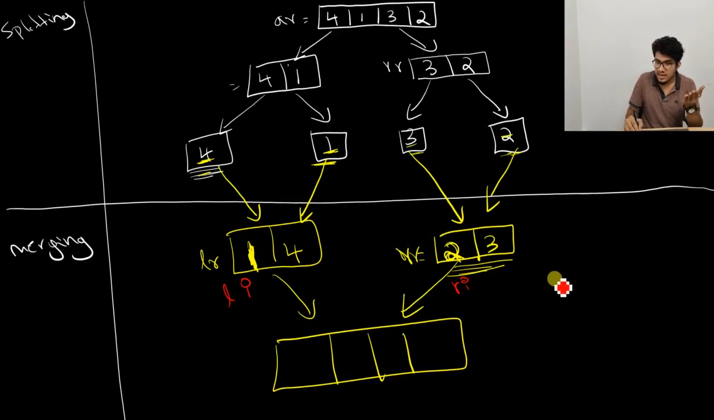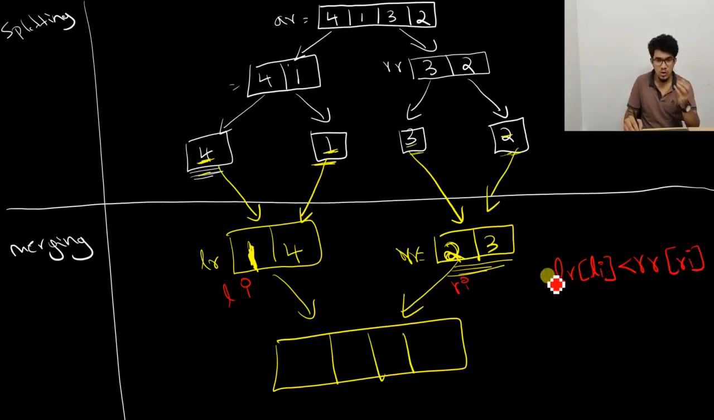How do I compare? Is the Li-th index of the LR array smaller than the Ri-th index of the RR array? I hope you have understood. Now Li is pointing to 0 and Ri is also pointing to 0. So is the 0th index of the left array smaller, or the 0th index of the right array? That is how to check. Whichever is smaller, if this condition is true, then don't you think 1 has to be stored here? Yes. Okay. So that is what you have to do.